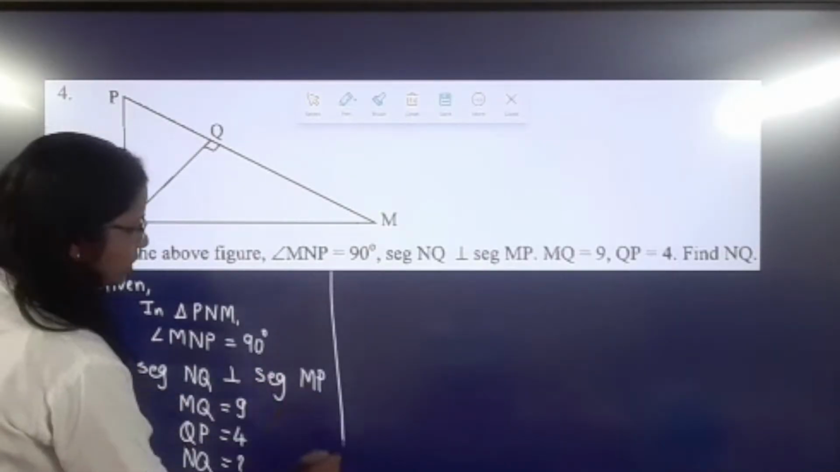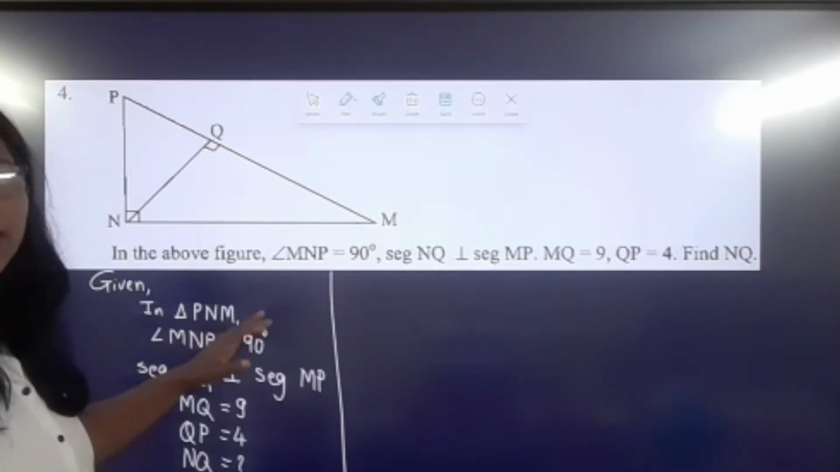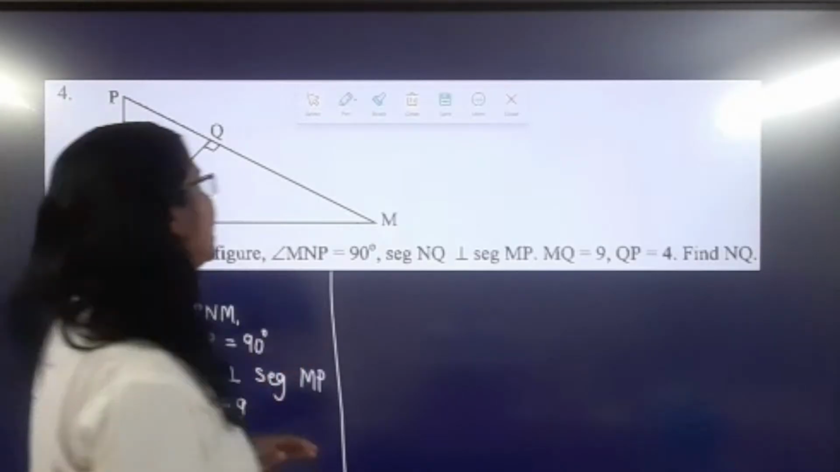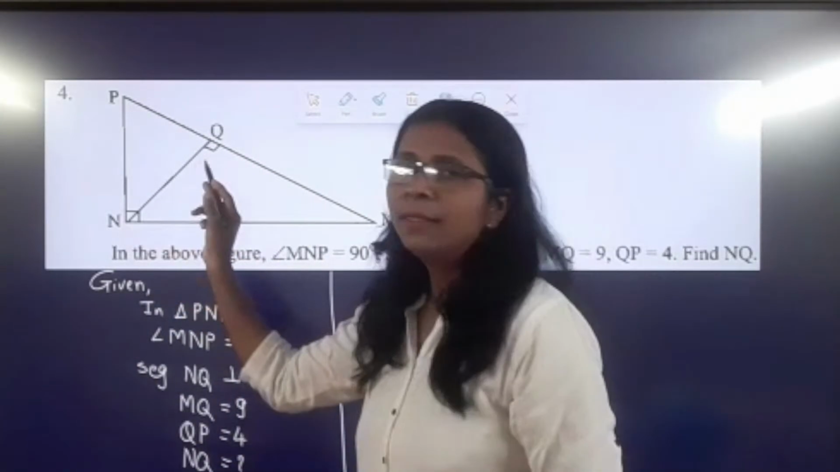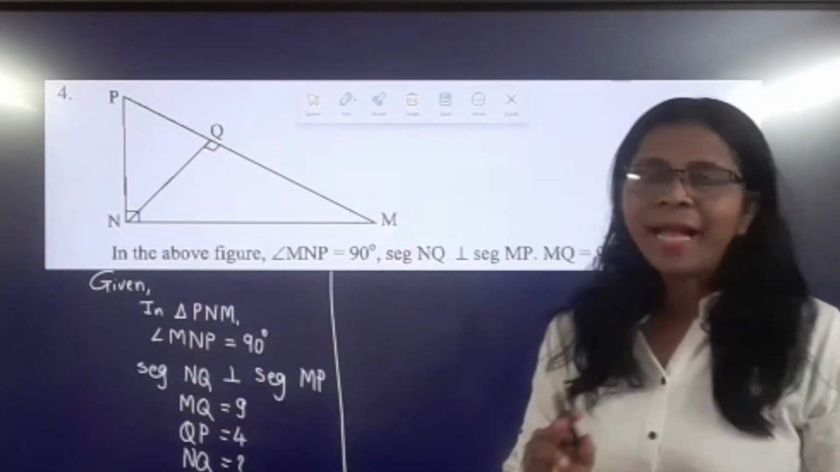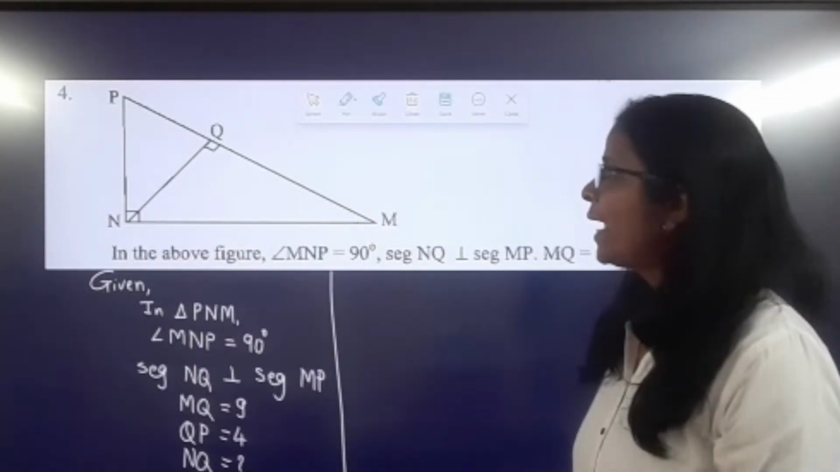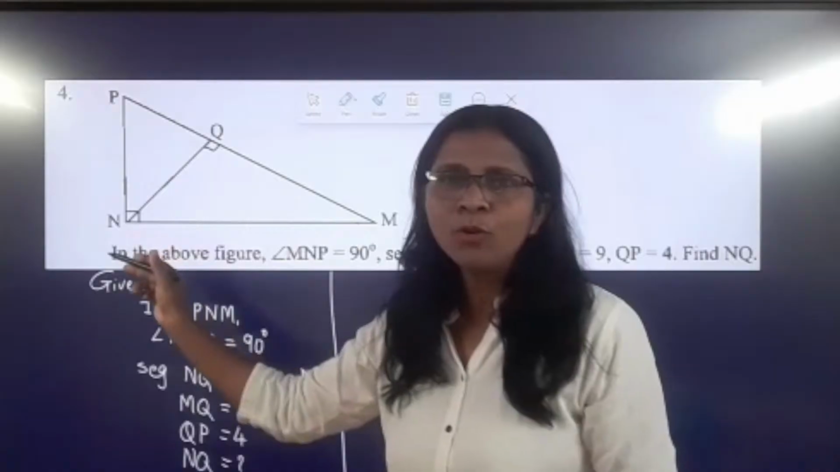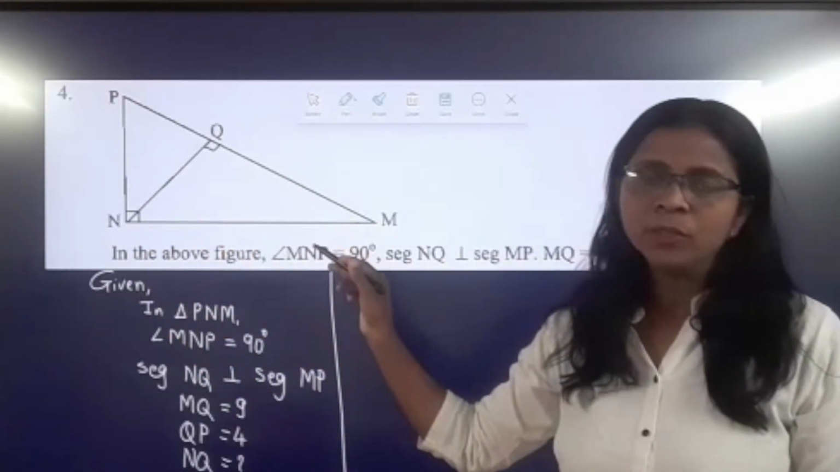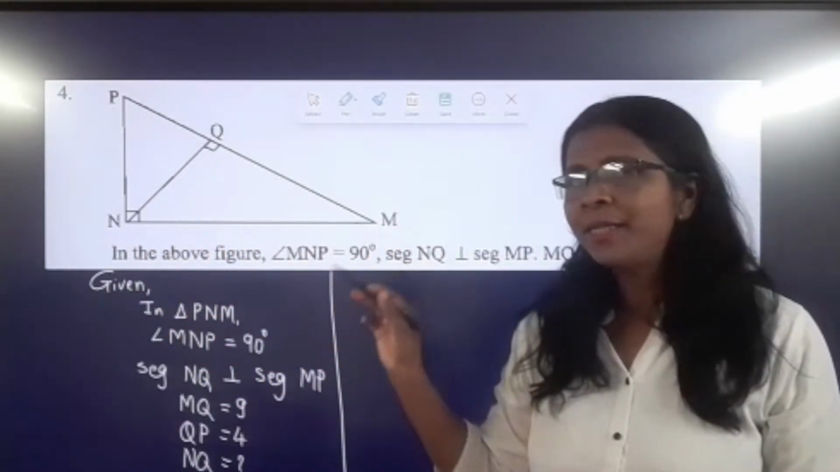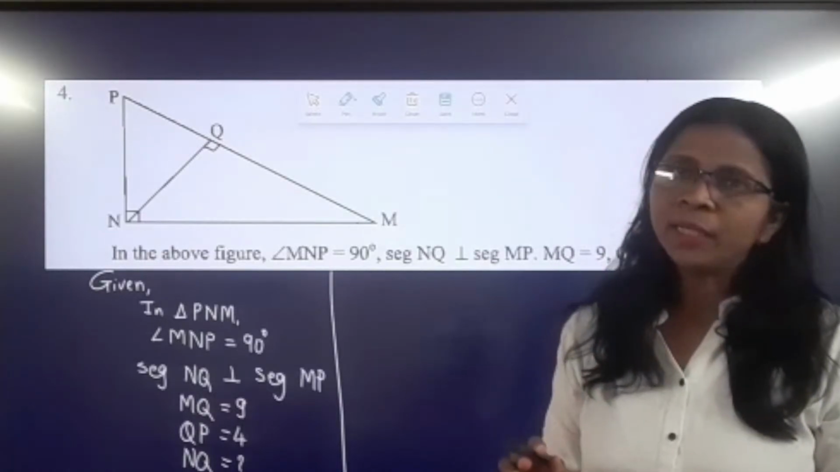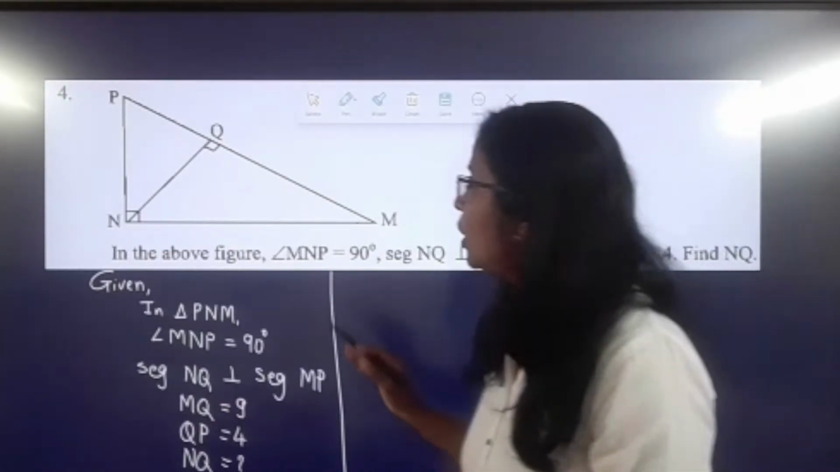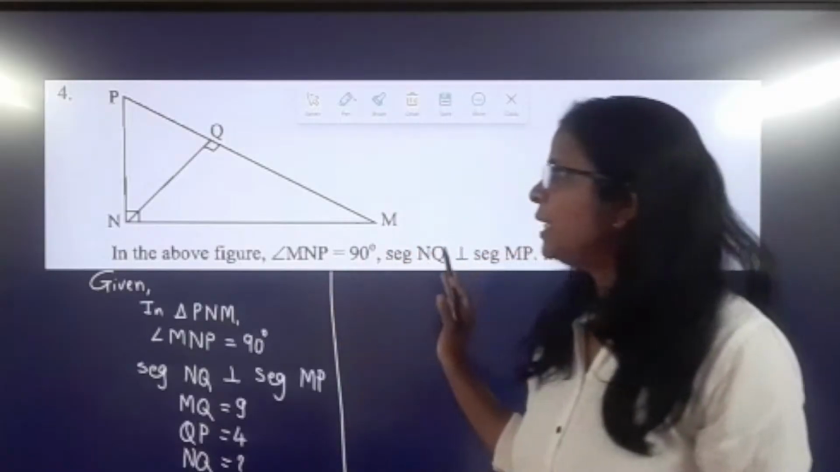Okay students, so see here in this figure, which one is NQ? This segment is NQ and that we have to find out. And that NQ is the perpendicular on the hypotenuse, students, and that's why here we use the theorem of geometric mean.